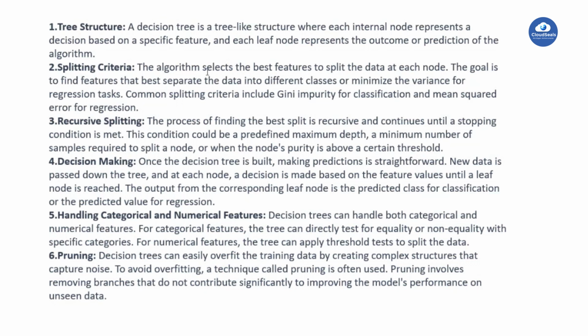So, splitting criteria. That is, the algorithm selects the best features to split the data at each node. The goal is to find features that best separate the data into different classes or minimize the variation, that is the variance, for regression tasks. Common splitting criteria include Gini impurity for classification and mean squared error for regression. For regression, always mean squared error.